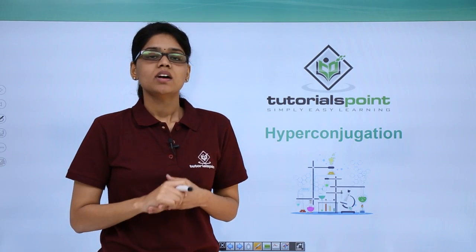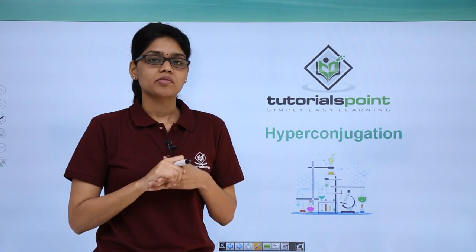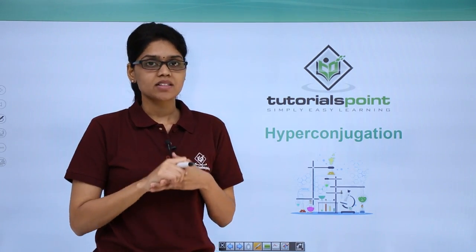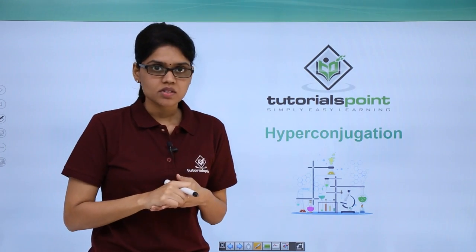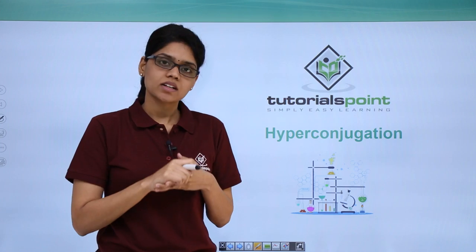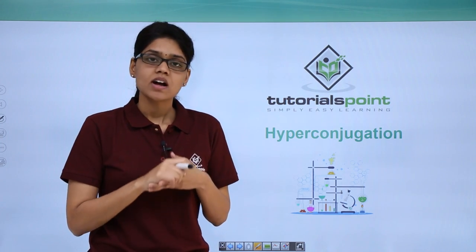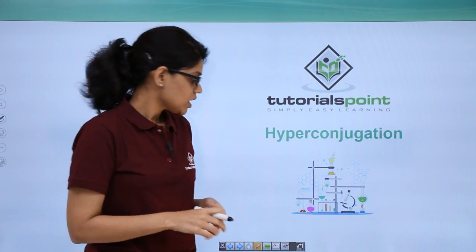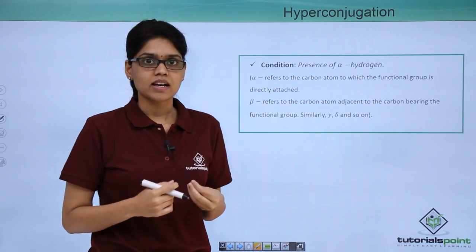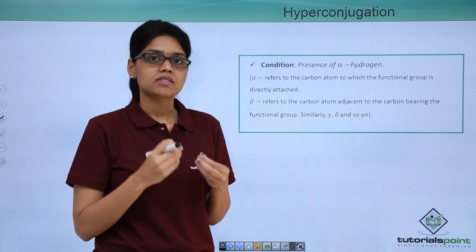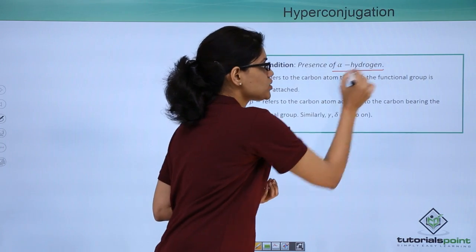Hello everyone, in this video we are going to study a very important stabilizing effect called hyperconjugation. Let us study the importance of this effect and what its basic conditions are, the conditions under which hyperconjugation takes place. The basic condition is that the compound should have the presence of an alpha hydrogen group.